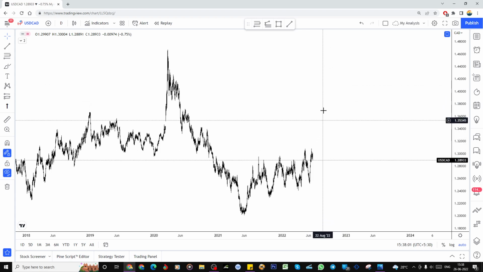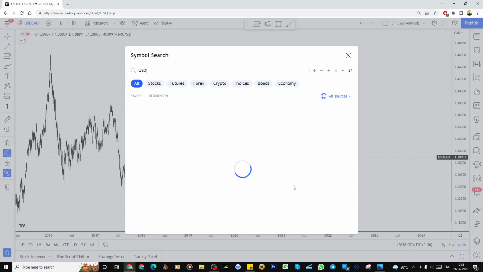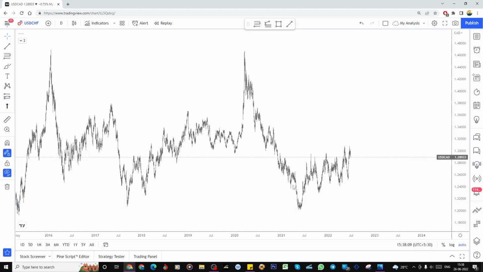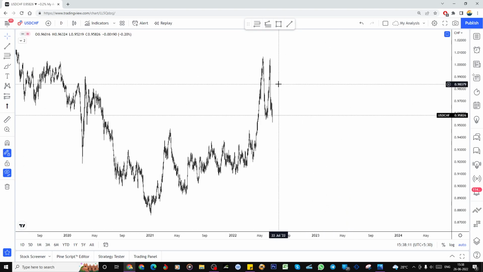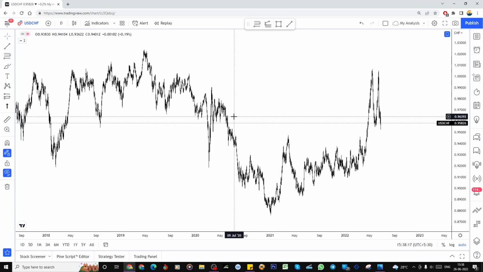So if it is a third wave, it can be a bigger target. So let's move on to the USD CHF. I already did, and the target got reached. So now it is already looking like 1, 2, 3. So one correction has been completed.